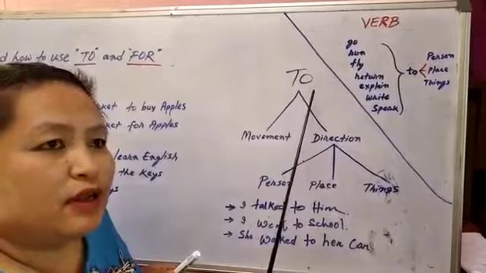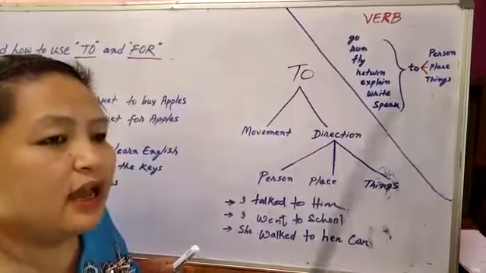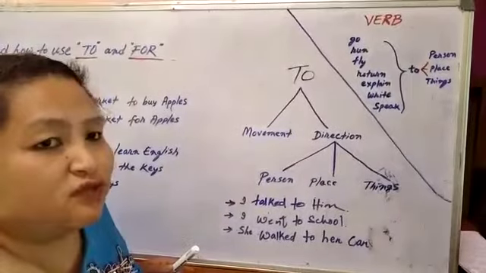For example, in English we can also say a verb in a sentence takes "to". We have to use "to", it is very important.